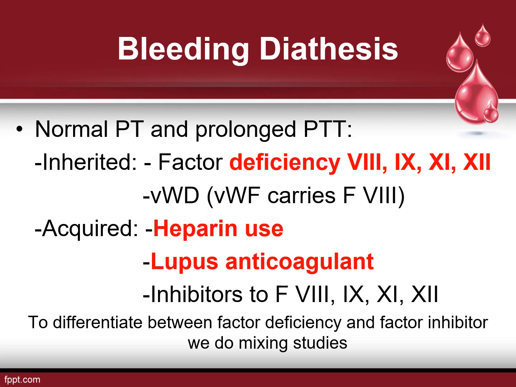Mixing studies. In factor deficiency, when we mix the patient's blood with that from a normal individual, PTT corrects. While in the presence of inhibitors, mixing studies do not show correction of PTT, or show incomplete correction. Just keep in mind, with lupus anticoagulant, PTT is prolonged, test related, but actually patients are at risk of clotting and not bleeding.